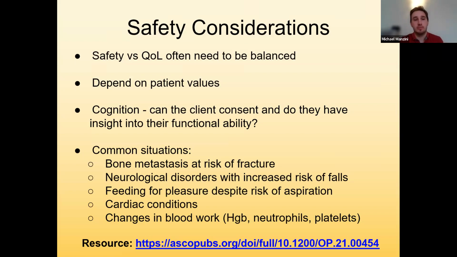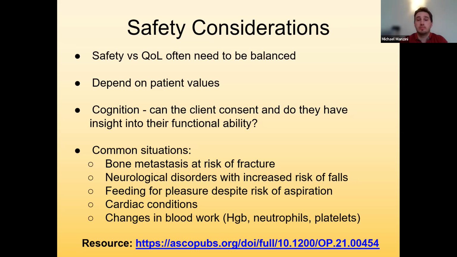Yeah, so I was just mentioning the safety considerations that require ongoing discussions with clients and families. We want to better understand what their values are relating to that balance between safety and quality of life. Often we're talking about the risks. Many clients might choose to take some risks in order to maintain independence or well-being. An example of that might be choosing to eat for pleasure, even though there's a risk of aspiration. That's one example.